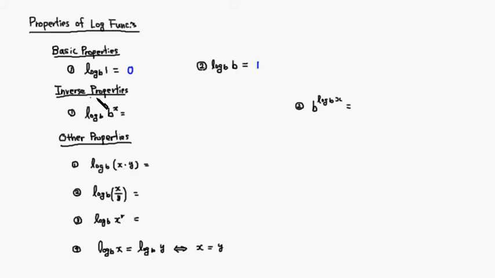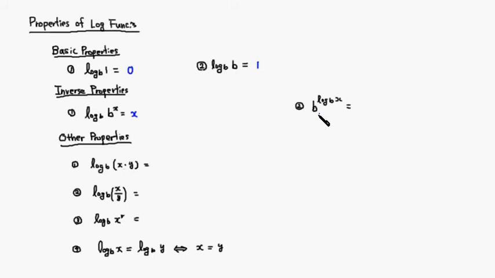Alright, next one is inverse properties. Since exponential function and the log functions are inverses of each other, the first one is, you have x, apply exponential function, then apply log function. The log function and the exponential function are canceling out, so you're just going to get x, because they are inverses of each other.